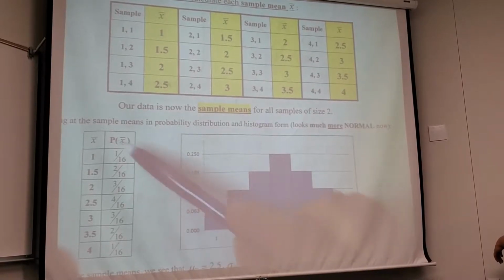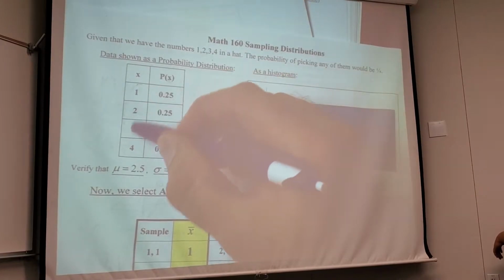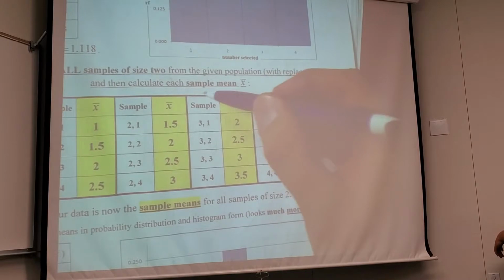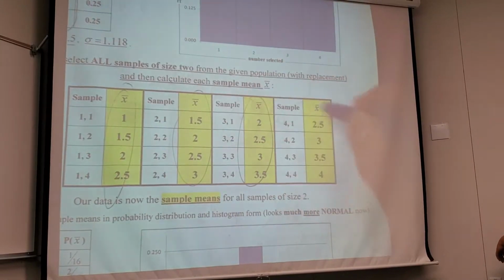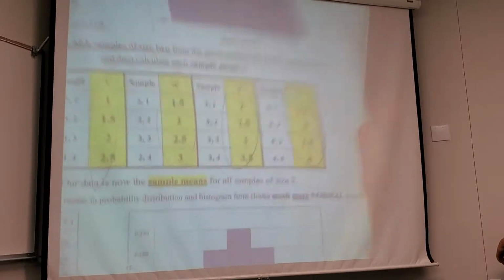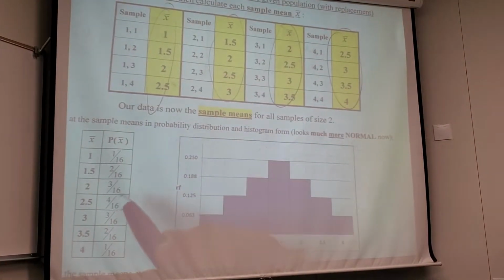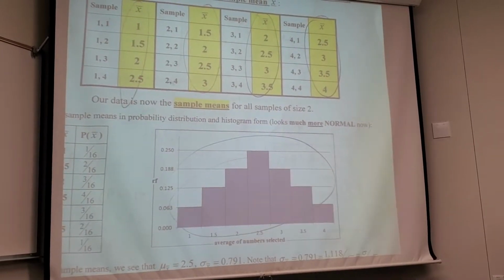So when I graph, my data at first were just the individual numbers on the paper. My data after I do this becomes all the sample means. That's my data now. If I plot that, it looks like this. Do you guys see that? Because where should the tallest peak be? Well, at 2.5, because that occurs the most. Does that look normal already?